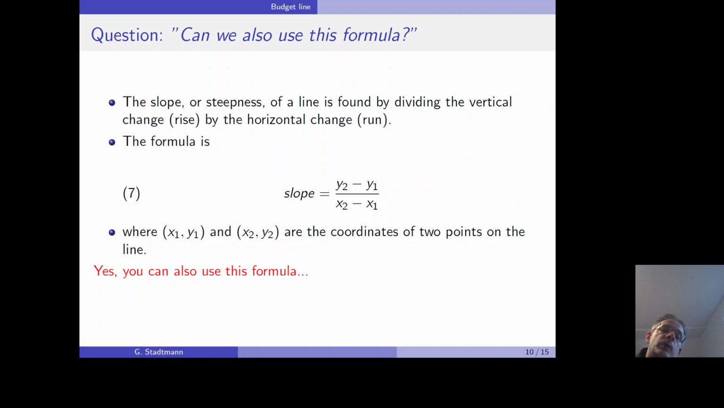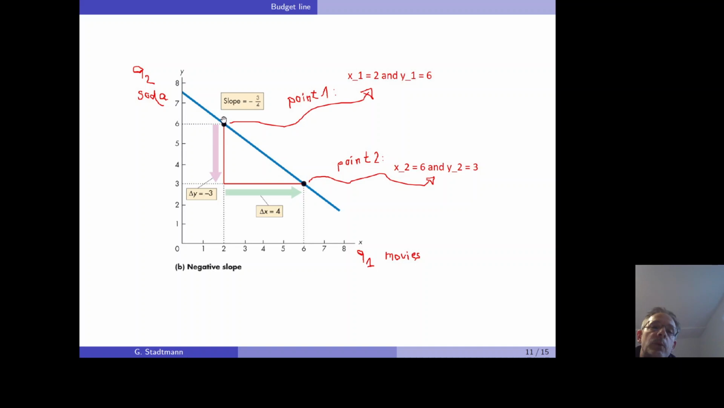And the answer to the student's question is, yes, you can use this formula, of course, but you need to know how to apply it. So let's check. We said we have our first point here. This is point 1, and its coordinates are x equal to 2 and y equal to 6. This is point number 2, and its coordinates are x equal to 6 and y equal to 3.